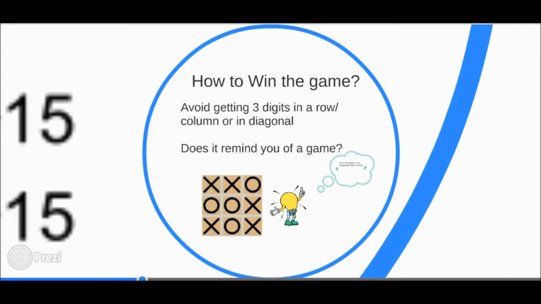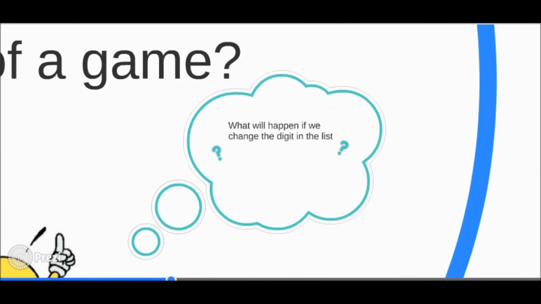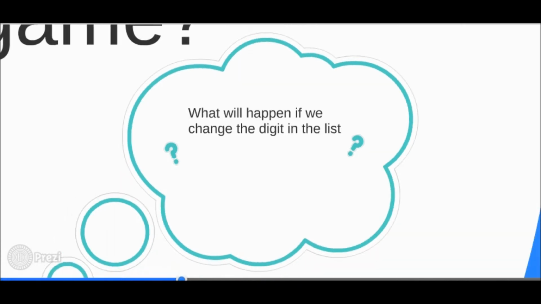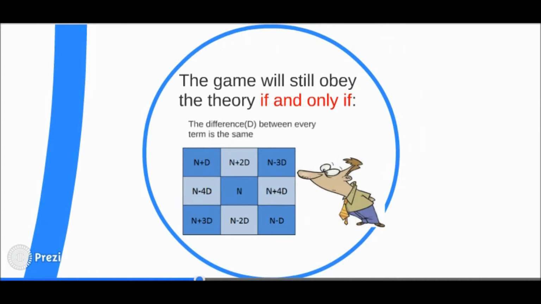Now, we come to the next question. What will happen if we change the list of numbers? The game will still obey the theory if and only if the difference d between every term is the same. For example, if we change the digits to 3, 6, 9, 12, 15, 18, 21, as long as the difference between the numbers, like 6 minus 3 equals 3, 9 minus 6 equals 3, it still follows the theory.